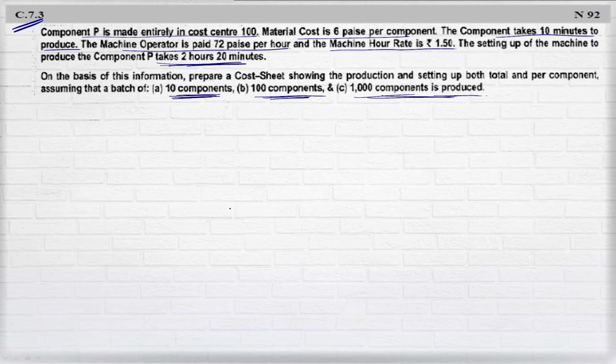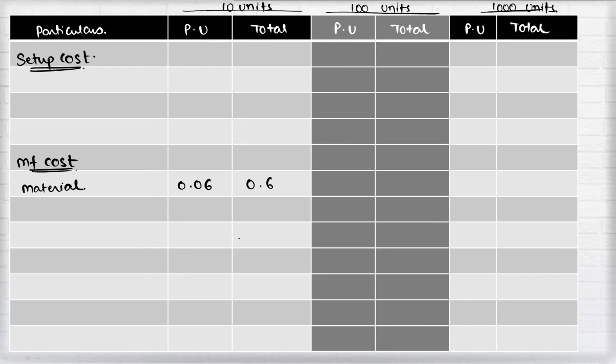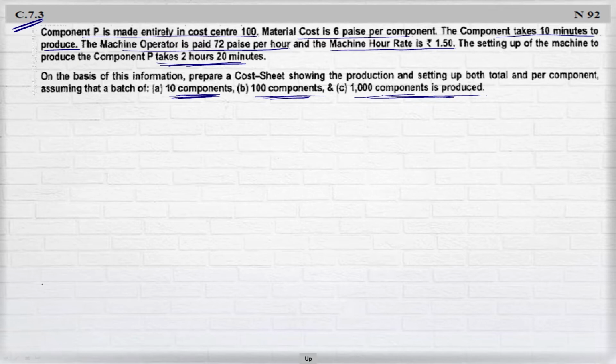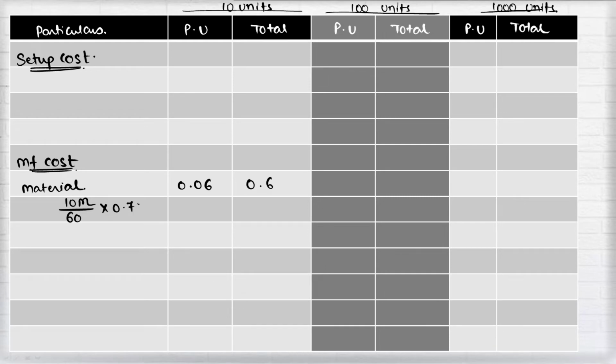The machine operator is paid 72 paisa per hour and the component takes 10 minutes to produce. So one component takes how many minutes to produce? 10 minutes divided by 60. This is hours, because the rate is given per hour. And how much labor is paid? Machine operator is paid 72 paisa per hour, multiplied by 0.72. This is my per unit cost. Per unit it takes 10 minutes, that is 1 by 6 hours multiplied by 0.72, which is nothing but wages. What is the answer? 1.2?